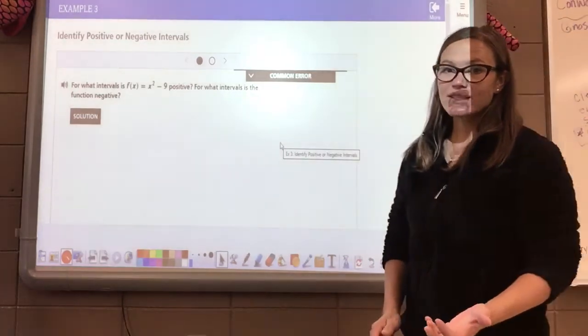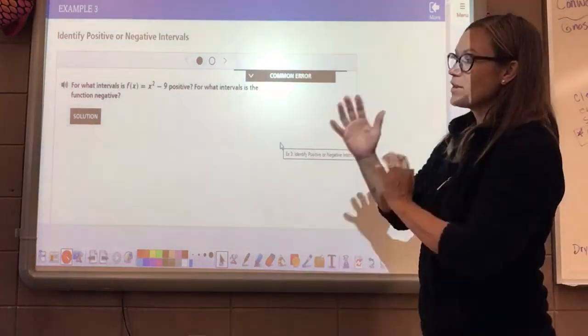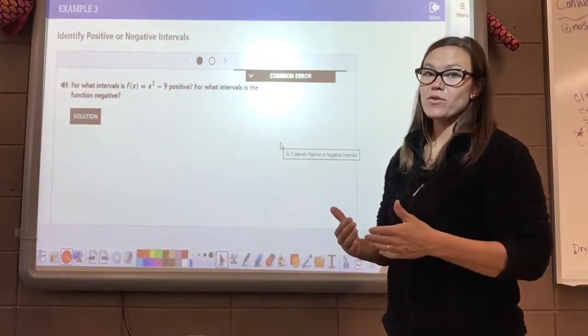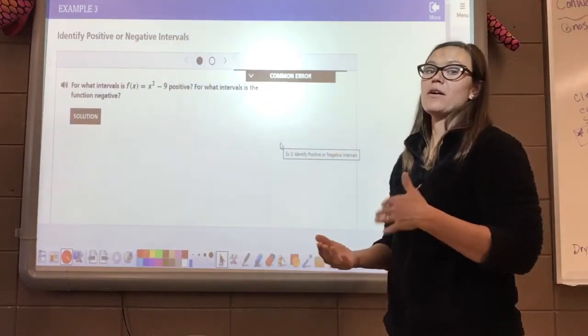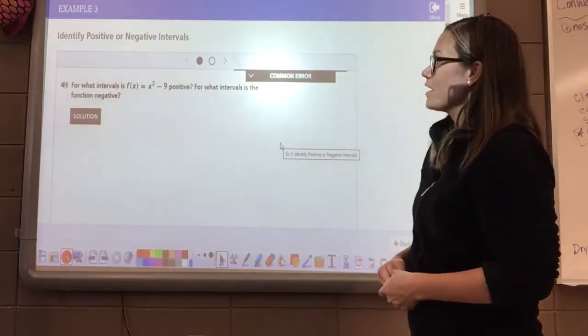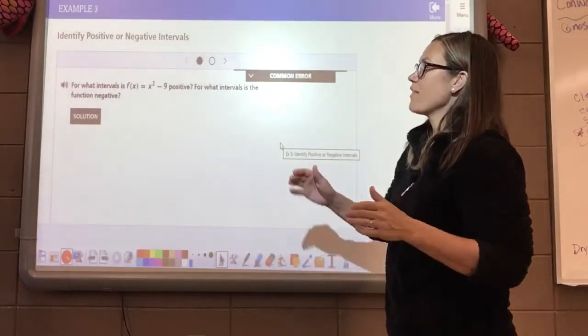So again, we're always thinking about going through the example and then the try it. So if you don't have your companion out, I would grab your companion. I would also grab your notes section. And we're talking about intervals that are positive.